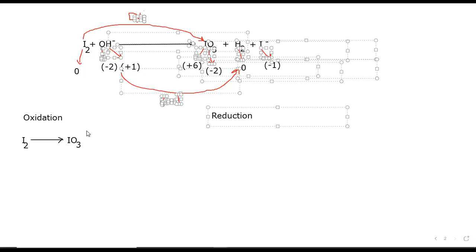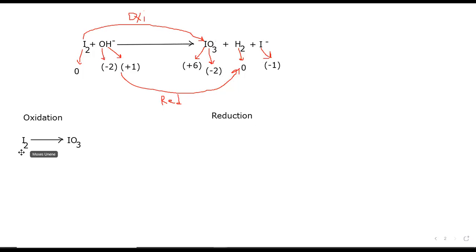Okay, so we'll start with the iodide. So here there are 2 atoms of the same element. Here it is 1, so we'll add a 2 there.